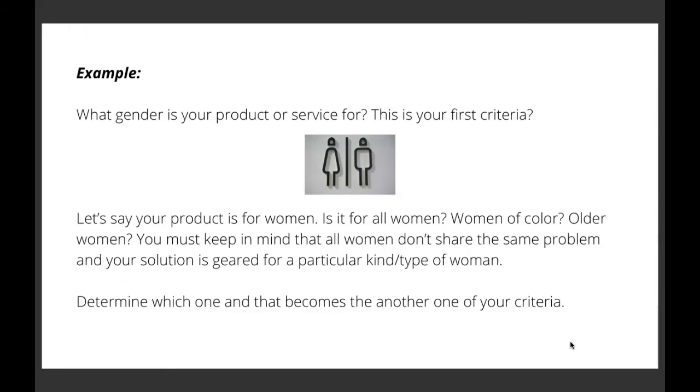But is it for all women? What type of women? Would it be women of color? Would it be older women? You must keep in mind that all women don't share the same problem, and your solution is geared for a particular kind or type of woman. So I want you to be thinking about this as I'm going through it, hoping it's starting to resonate with you, how this information is going to sum up at the end. So once you think this through and find out what type of woman, and if it's not a woman, whatever your gender is, once you determine that, that becomes a type of criteria in your target market.